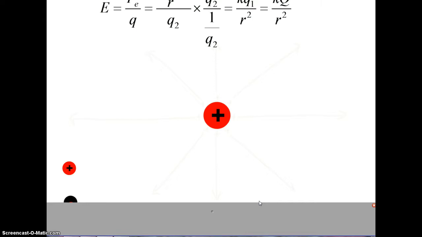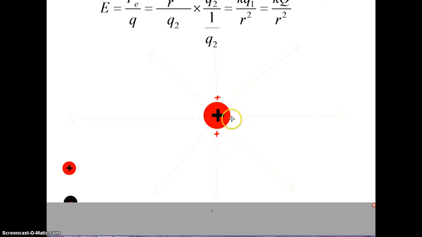Well, what we do is we start with a test charge, and we decide where we would put our test charges to draw and indicate the shape of that electric field. Since our source charge is positive and test charges are positive, we would start with our test charges close to that source.